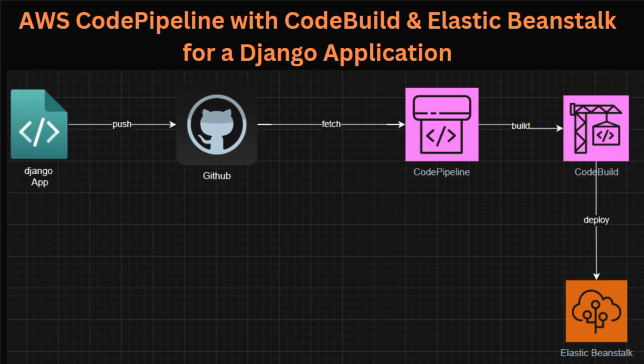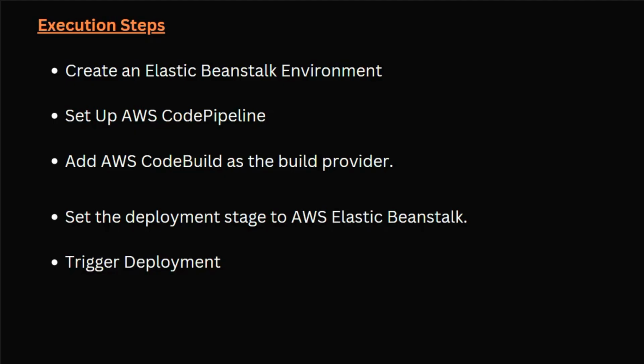Elastic Beanstalk. So what we'll do in this project first is create an Elastic Beanstalk environment, then set up a code pipeline, and in that code pipeline we'll use CodeBuild in our build phase, and then set the deployment stage to the Elastic Beanstalk environment that we've already created. Okay, enough with the talk. Let's go to our deployment in AWS.